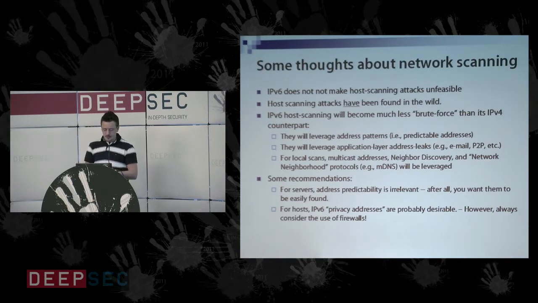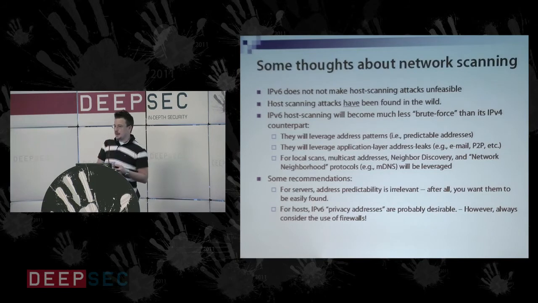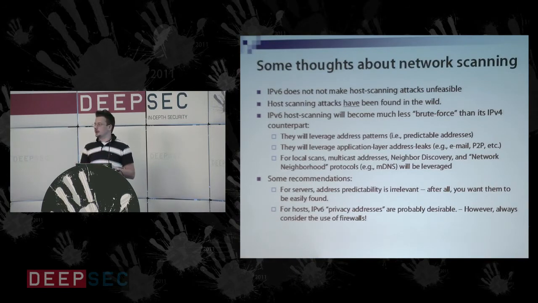As a kind of recommendation, when it comes to addressing, my take is that for servers, you don't really care whether the addresses are predictable or not, because usually if you put a server online, it's because you want clients to get to them. But when it comes to clients themselves, it probably makes sense to actually use random addresses so that brute force scanning attacks become harder to perform. In any case, the idea is that you shouldn't really rely on address unpredictability, but if you want a system not to be reachable by other systems on the internet, basically try to deploy a firewall there.